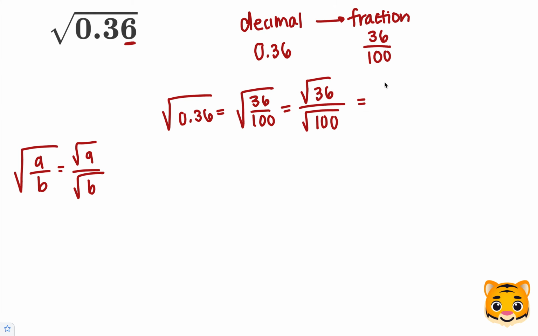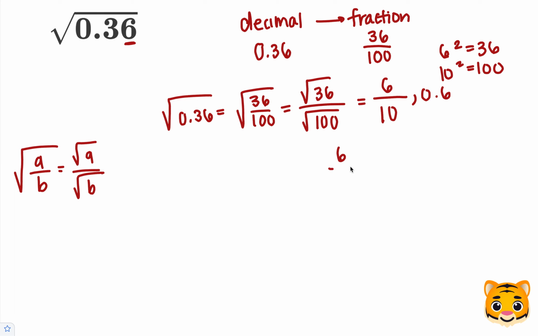The square root of 36 is equal to 6, because 6 squared is equal to 36. The square root of 100 is equal to 10, because 10 squared is equal to 100. So our fraction is 6/10, or 0.6 as a decimal.